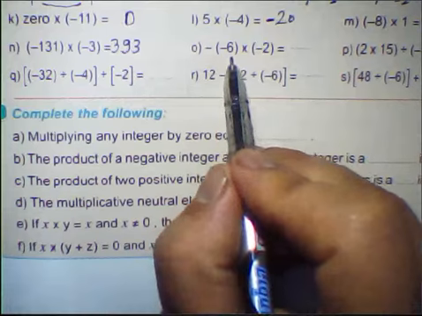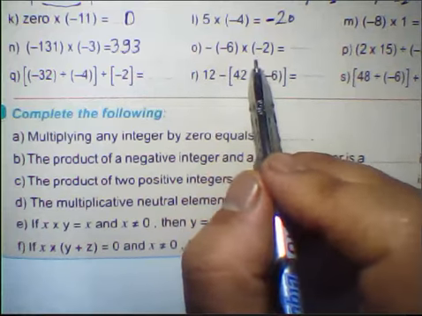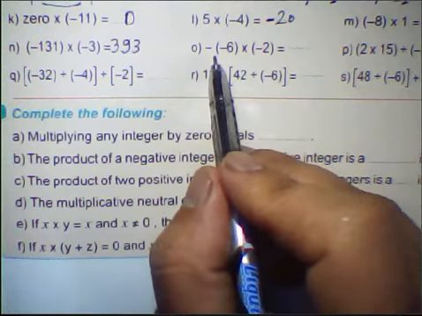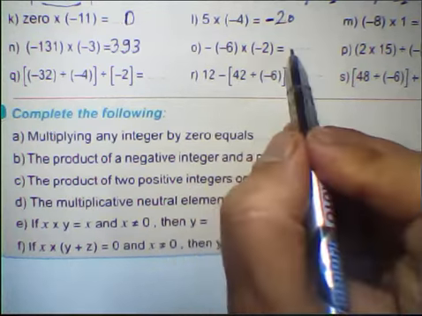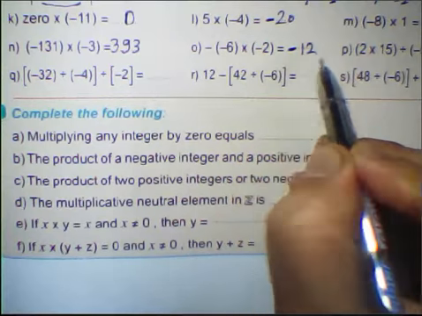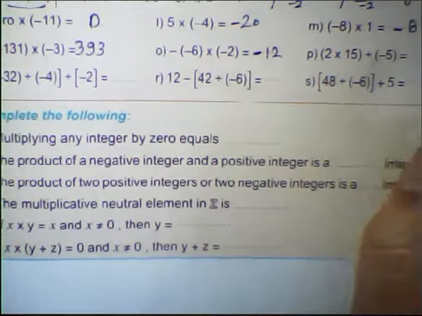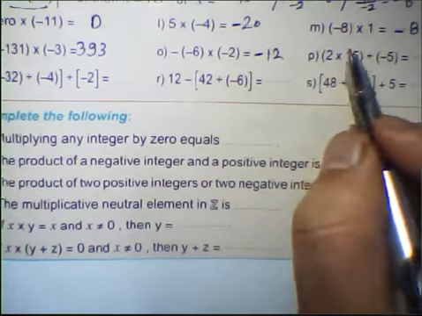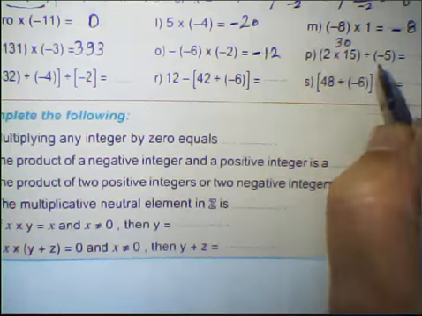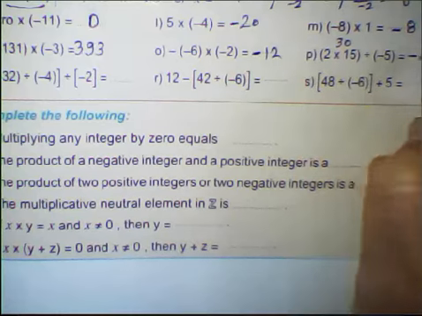Negative 6 in parentheses multiplied by negative 2 in parentheses. Negative multiplied by negative is positive. Positive times negative equals negative. 2 times 6 equals 12. 2 times 15 divided by negative 5. 2 times 15 equals 30. Divided by negative 5 equals negative 6.